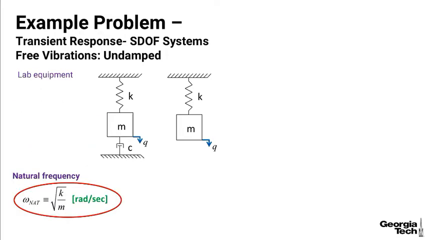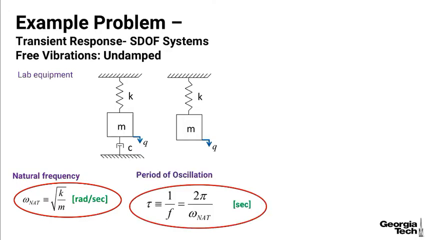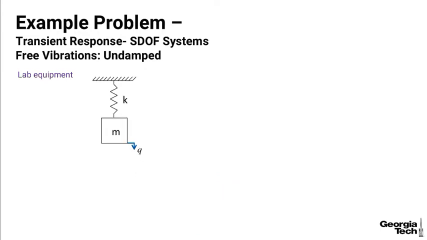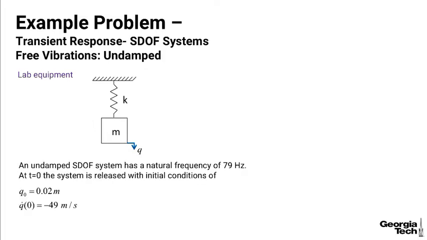The natural frequency of that type of system is shown here. The period of oscillation is shown here. And we've done those before. And so here is our problem that we're going to solve. We have an undamped single degree of freedom system. It has a natural frequency of 79 hertz, or cycles per second. For the lab equipment, that would be very fast, but you can understand another system could have that high of a frequency.